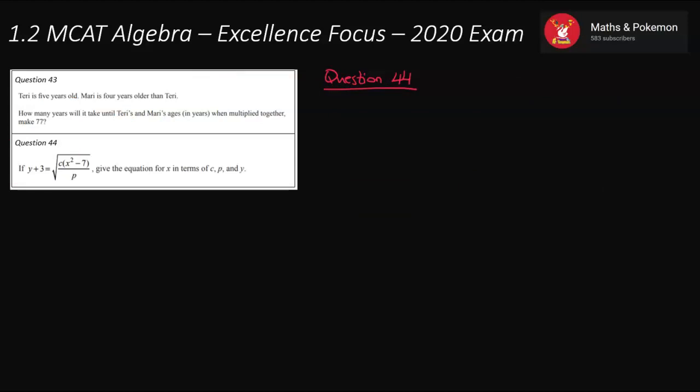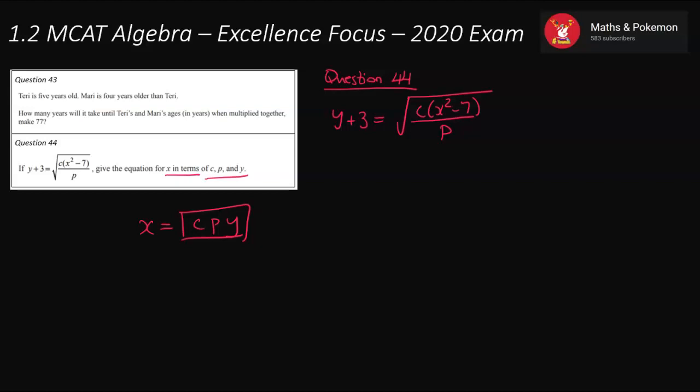For the final excellence question from that 2020 MCAT exam, with this messy equation, we've been asked to get x in terms of c, p, and y. Just a reminder, that means x equals something to do with c, p, and y. So we're going to do a bit of rearranging here. Let's start by jotting my equation down. So we've got y plus 3 equals the square root of c times x squared minus 7, close bracket, over p.